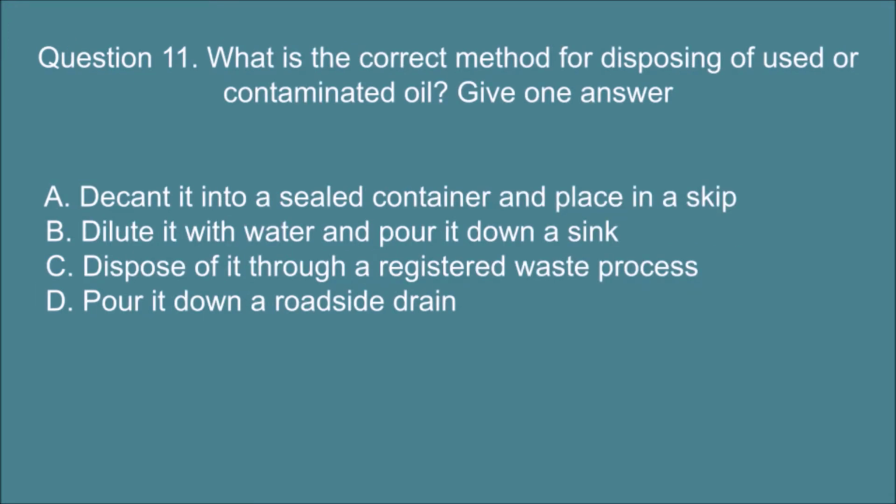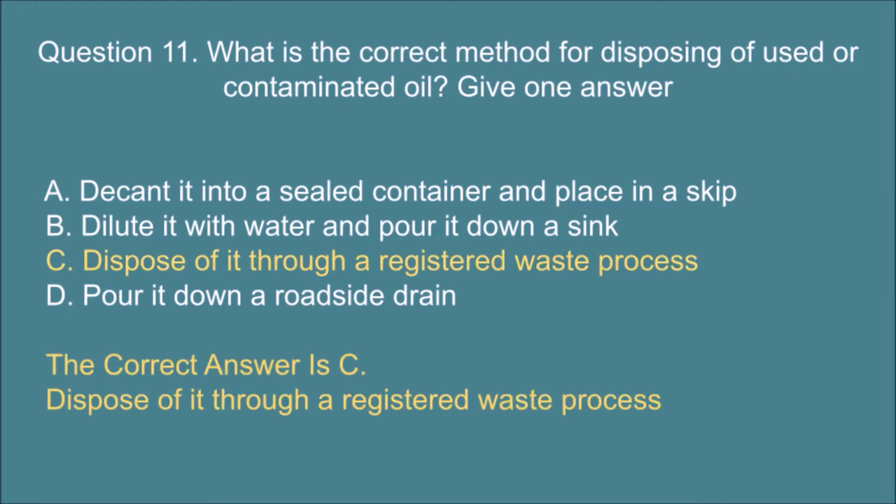Question 11. What is the correct method for disposing of used or contaminated oil? Give one answer. A. Decant it into a sealed container and place in a skip. B. Dilute it with water and pour it down a sink. C. Dispose of it through a registered waste process. D. Pour it down a roadside drain. The correct answer is C. Dispose of it through a registered waste process.